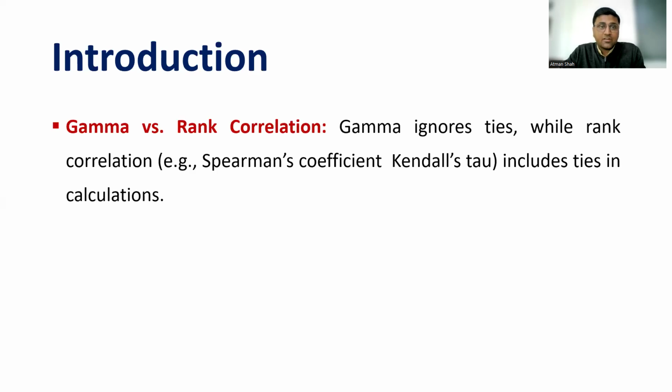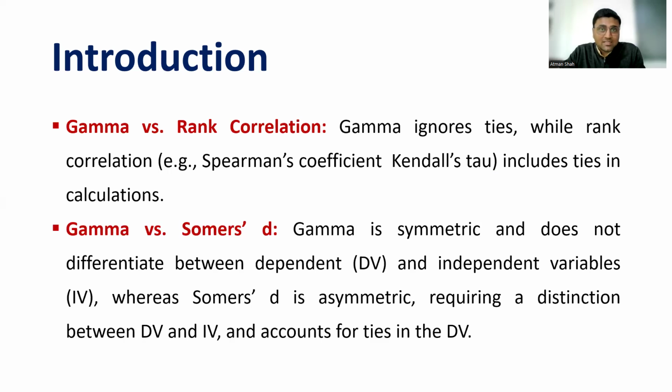So what is the difference between gamma and rank correlation? Gamma coefficient ignores ties, while rank correlation, either Spearman's rank correlation coefficient or Kendall's tau, includes ties in calculation. And another difference that we need to understand is between gamma and Somers D. In gamma's coefficient, there is no clear-cut bifurcation of dependent and independent variables, whereas in Somers D, we bifurcate variables into dependent and independent variables.